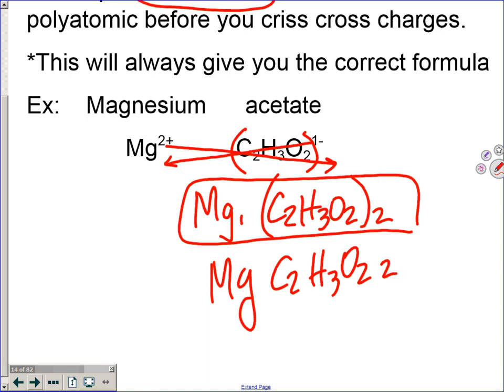But what does that look like? 22. That means I have 22 oxygens, which is just a big fat lie, right? How many oxygens do I have? I have 2 in the acetate, but I have 2 acetates total, so technically how many oxygens do I have? 4, because there's 2 times 2 there. That is wrong. This is not right, because it looks like you have 22 oxygens. That's why we have to put the parentheses on it.